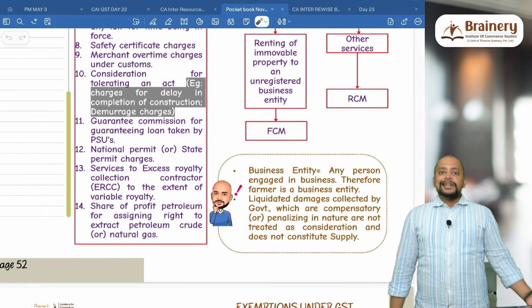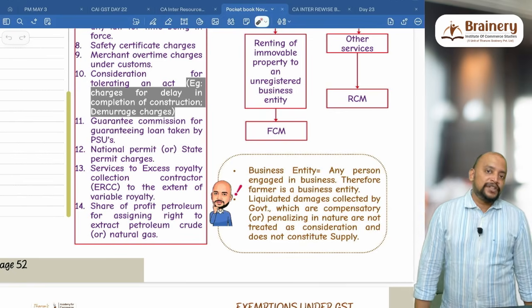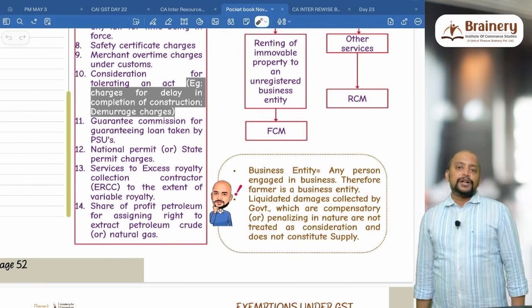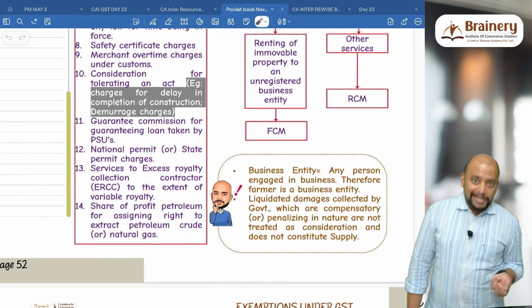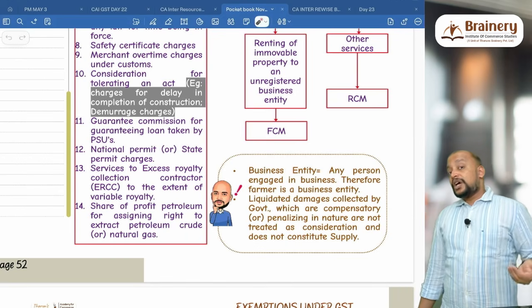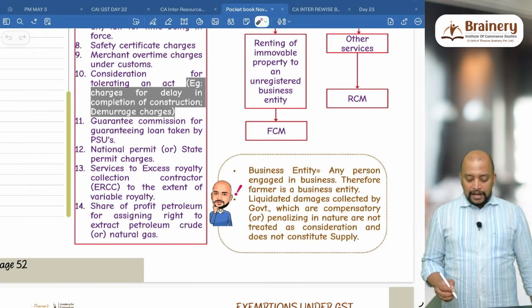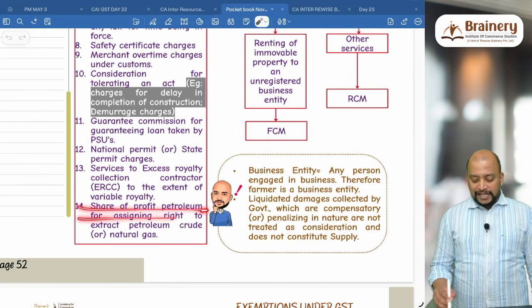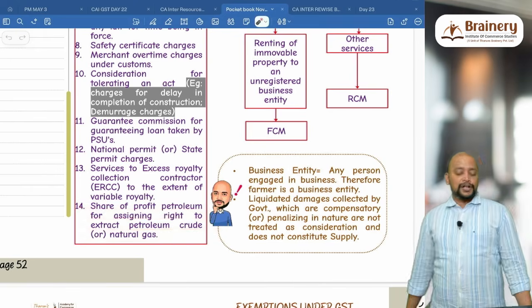Profit petroleum is nothing but the profit arising out of the mining contract given to the leaseholder for extraction of petroleum crude or natural gas. In this profit, a share will go to the leaseholder and a share will go to the government. That share which is received by the government is exempted. So, share of profit petroleum for assigning right to extract petroleum crude or natural gas.